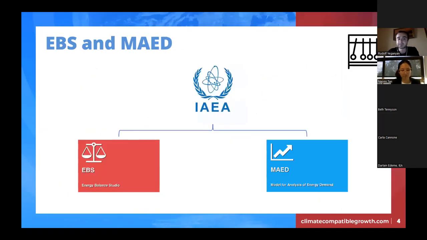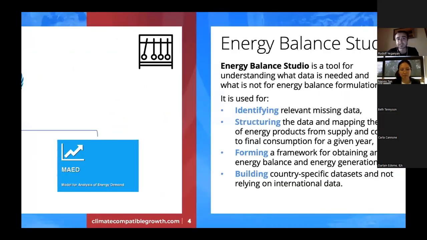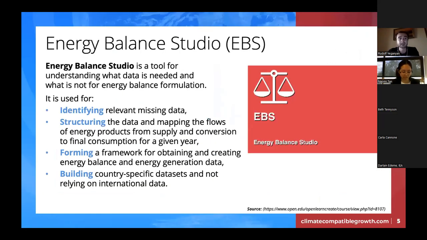First off, I'll be talking to you about EBS and MIDE, developed by the International Atomic Energy Agency. EBS is a tool for understanding what data is needed and what is not for energy balance formulation. Essentially, the idea of EBS is to identify relevant missing data, structure the data, and map the flows of energy products from supply and conversion to final consumption for a given year, forming a framework for obtaining and creating energy balance and energy generation data. And lastly, building country-specific data sets and not relying on international data.